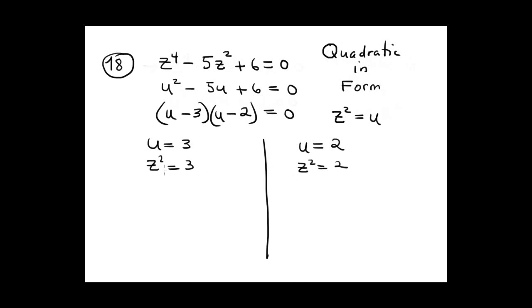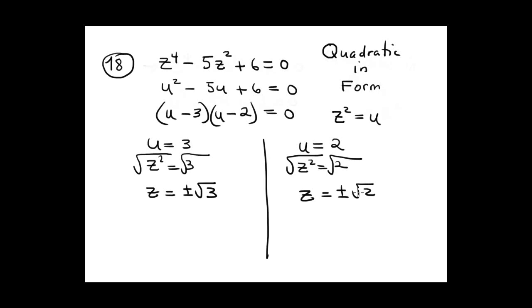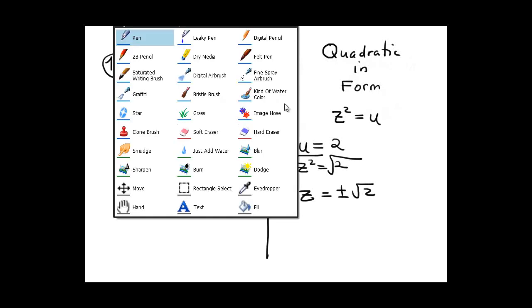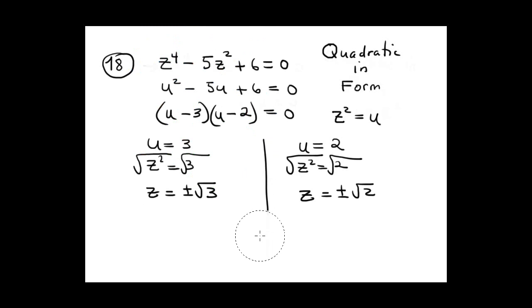And this is a quadratic equation. The easy way is solving by square root. So c is equal to plus or minus radical 3. Okay, square root here and here. c is equal to plus or minus radical 2. Now the solution set is obvious. Solution set is radical 3, negative radical 3, radical 2, negative radical 2.